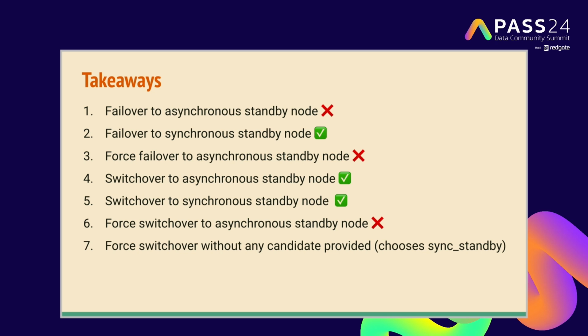So failover to an asynchronous standby node is possible if you do a force failover. In case of switchovers, you cannot do a force switchover or a switchover to an async node when a sync standby is available. But when you run just a switchover without any candidate, it will automatically choose a sync standby for you.